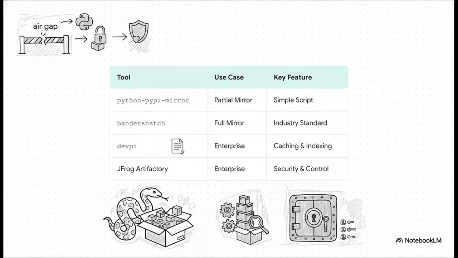Well, for a simple partial mirror, a tool like Python PyPI Mirror can get the job done. If you want a full mirror, Bandersnatch is pretty much the industry standard. But for that full-blown enterprise library with security scanning and access controls, you're looking at platforms like DevPI or commercial big hitters like JFrog Artifactory.